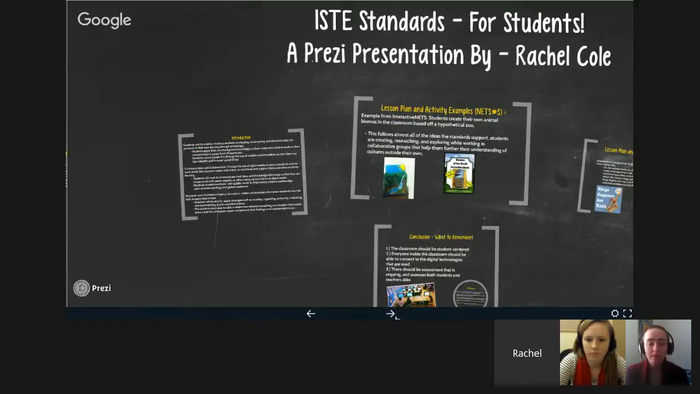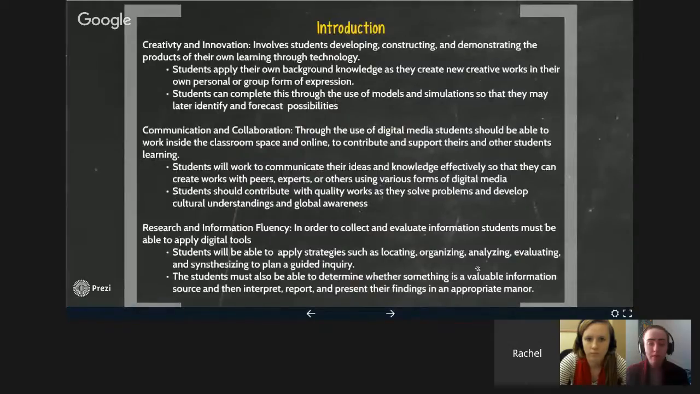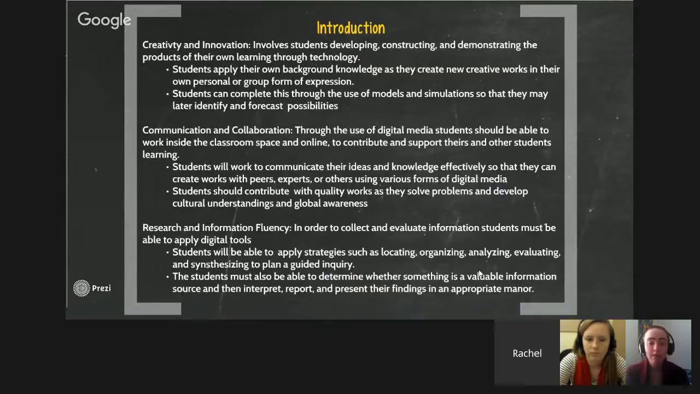So to start with those, the first was creativity and innovation, and this talks about how students develop, construct, and demonstrate the products of their own learning through technology. It encourages students to apply background knowledge, create original works, as well as use models and identify trends and forecast possibilities. So this is really encouraging students to complete things on their own, think independently, and in an original manner.